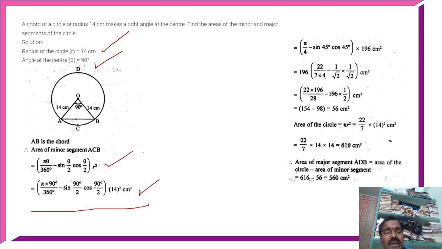Pi into 90 by 360 minus sin theta by 2 cos theta by 2. Sorry, children, I mean sin 90 by 2 cos 90 by 2, and substitute, simplify. We get 14 square, as we know, 196 of 22 by 7.